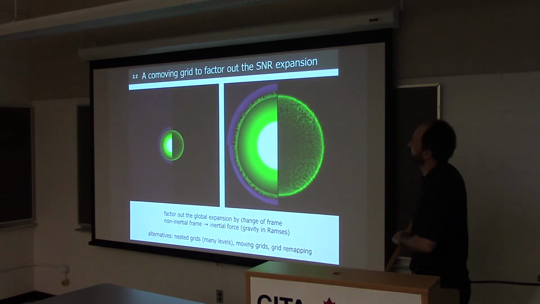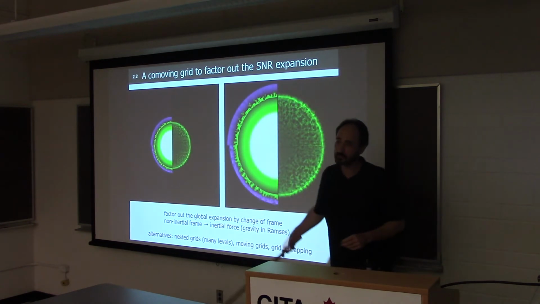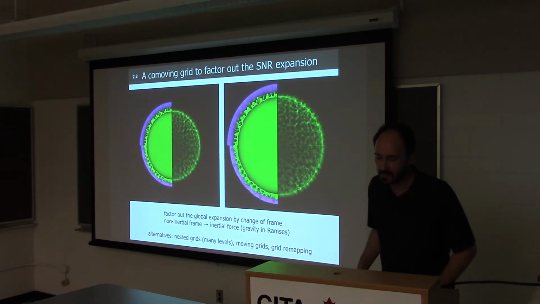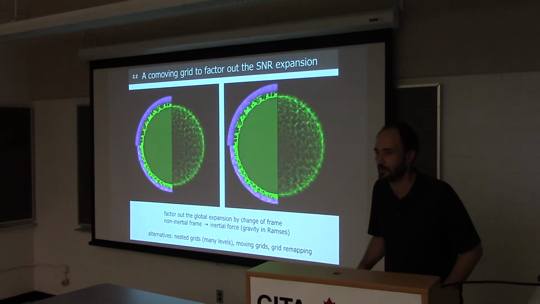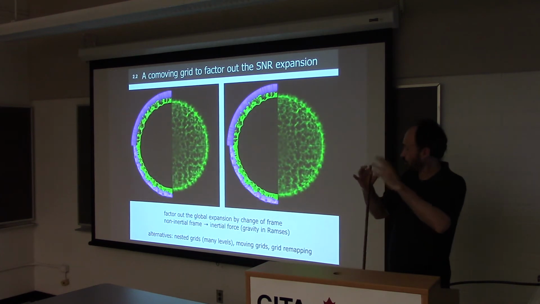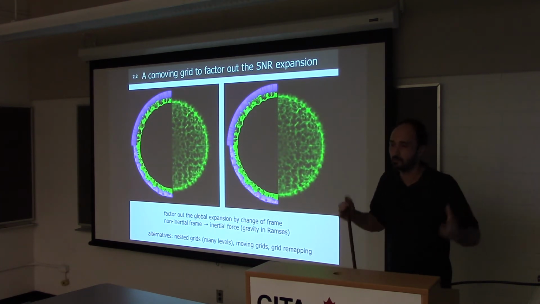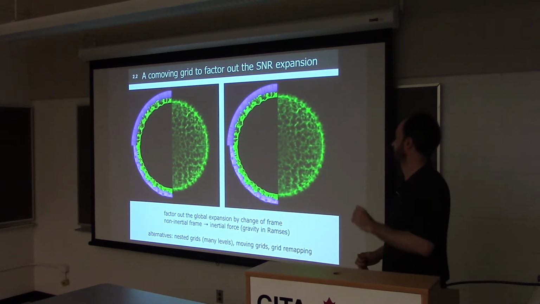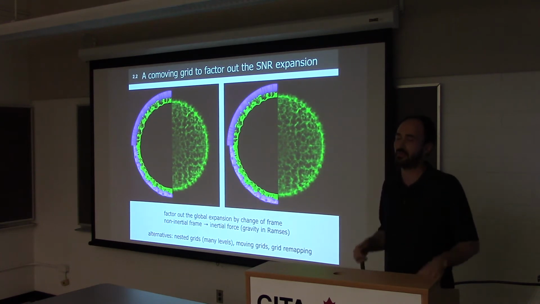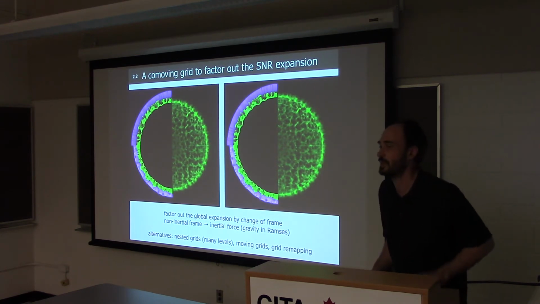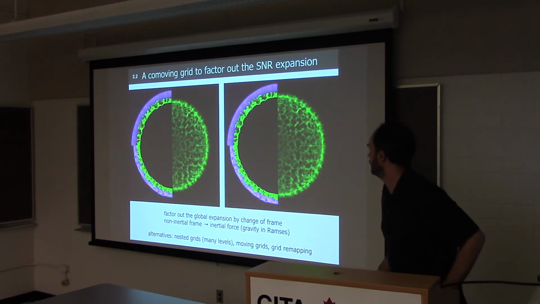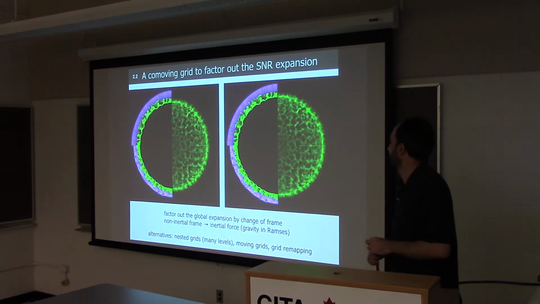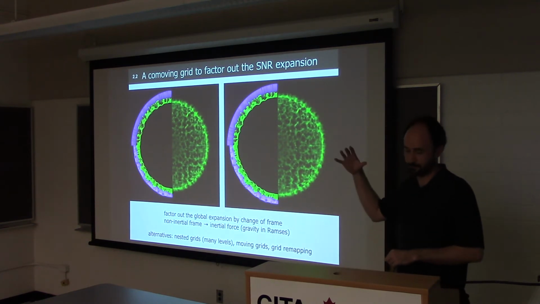It's from here. So really what is happening in real life, on the left, is something expanding, but what I simulate is on the right. I'm working in a co-moving grid, just like cosmologists do, so the global expansion of the remnant is factored out. I do that by doing a transformation, changing not just the coordinates, space and time, but all the quantities are rescaled by a time dependent factor.